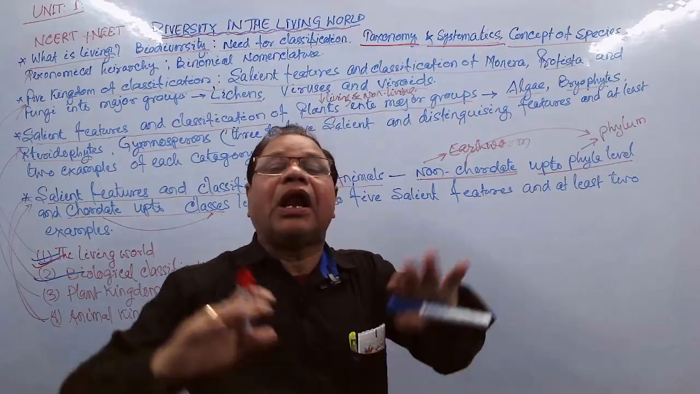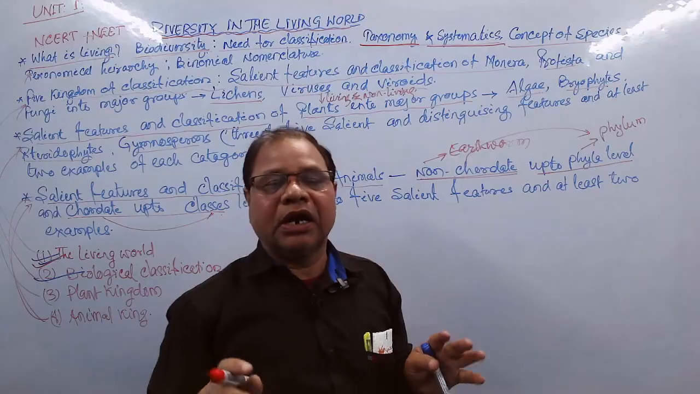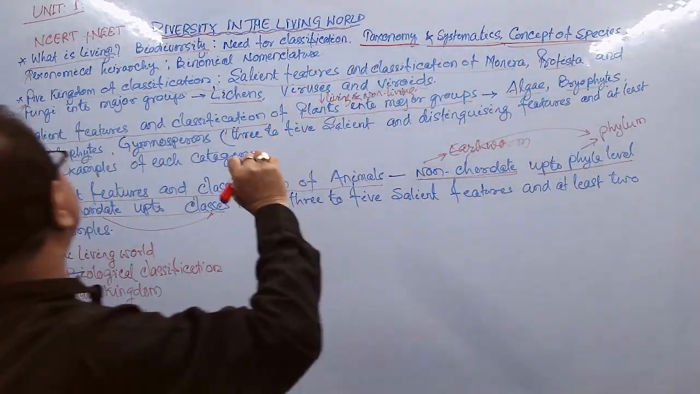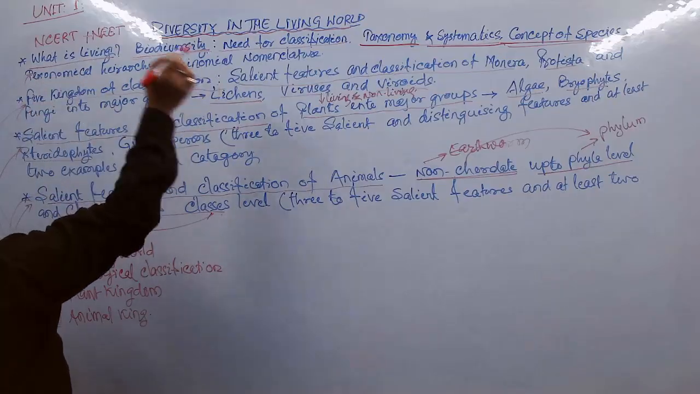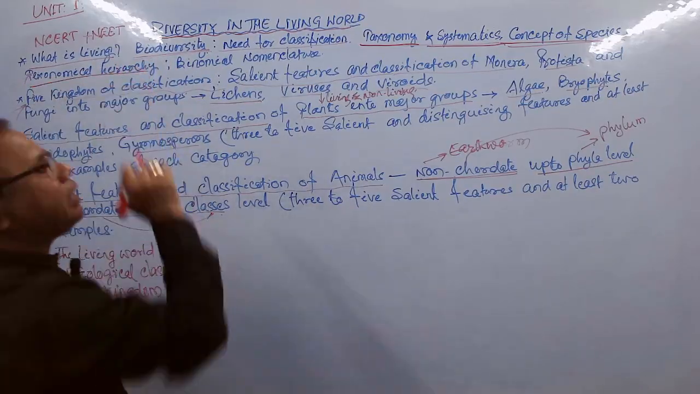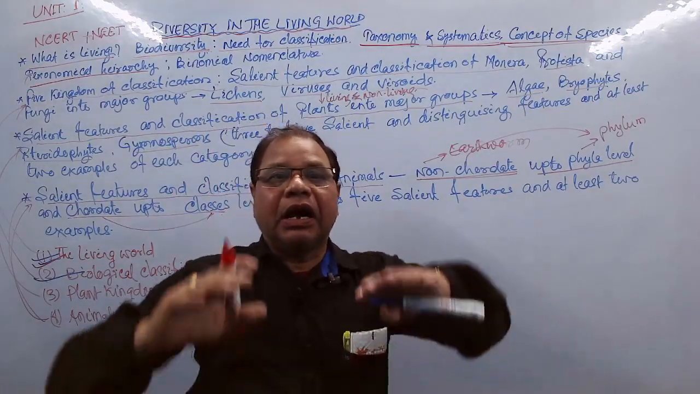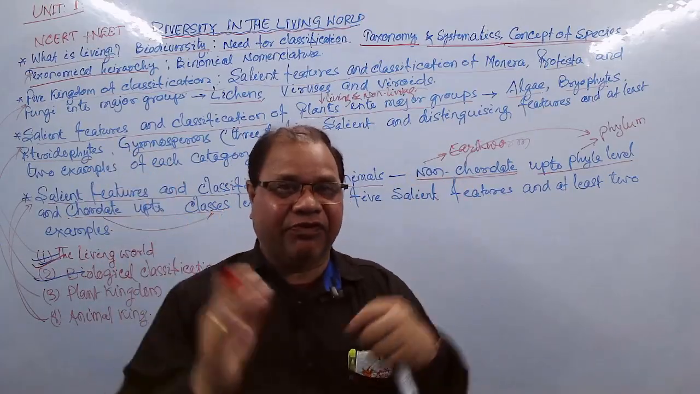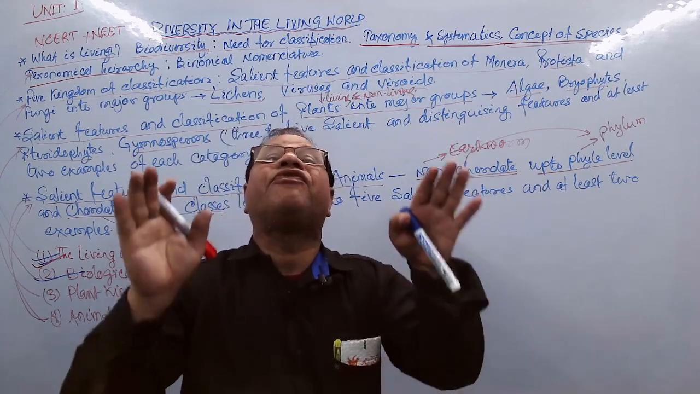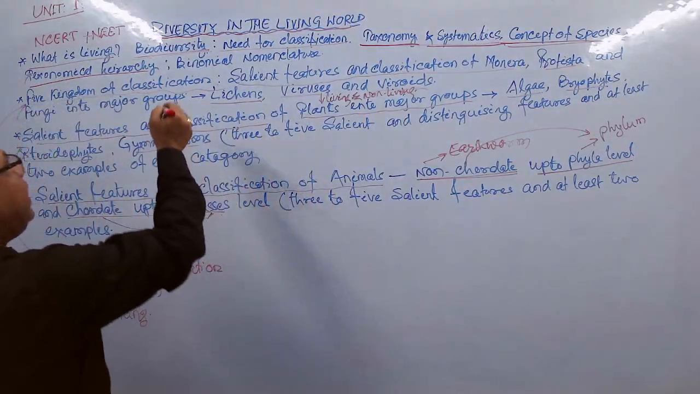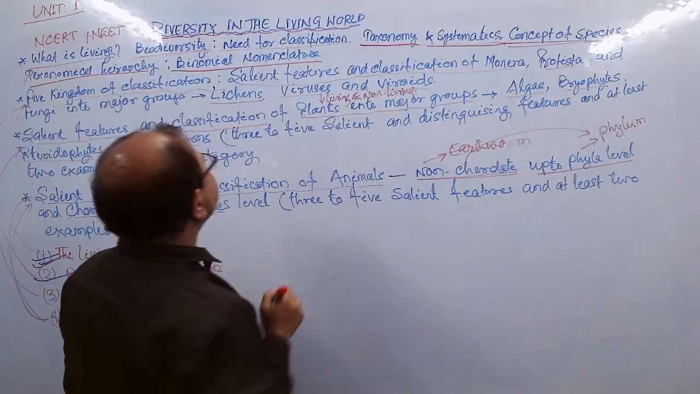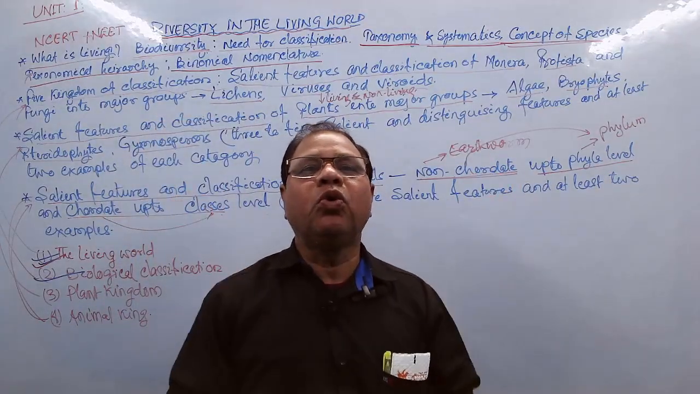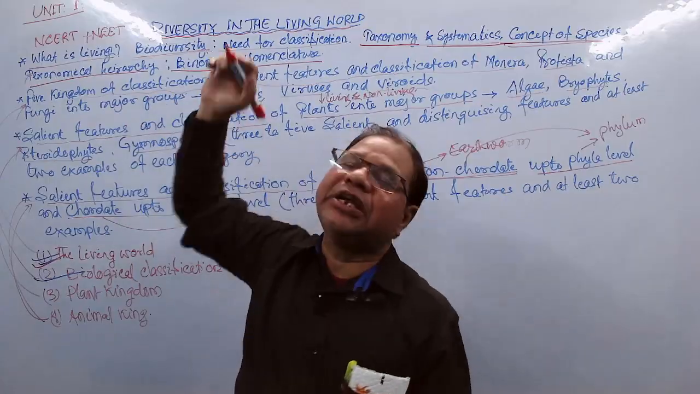What is taxonomy? Classification of the plants, and the concept of species, five kingdom concept, and taxonomical hierarchy. In plants, dear students, we have to divide into different categories, different divisions, and animals we divide into different phyla. That's why we keep the biological name, binomial nomenclature. Binomial nomenclature means bi means two, nomen means name, and clature means systematic position.